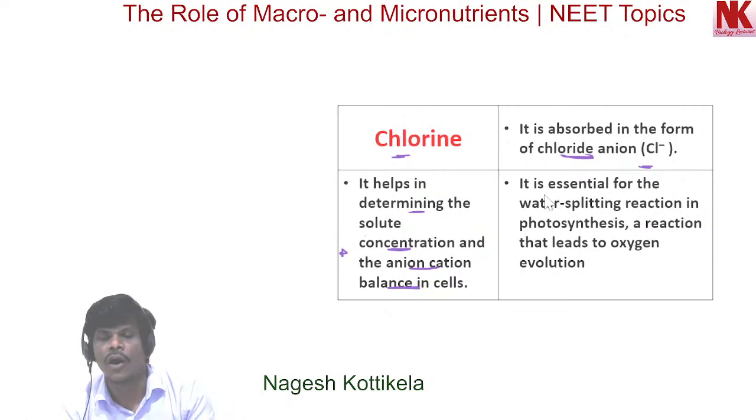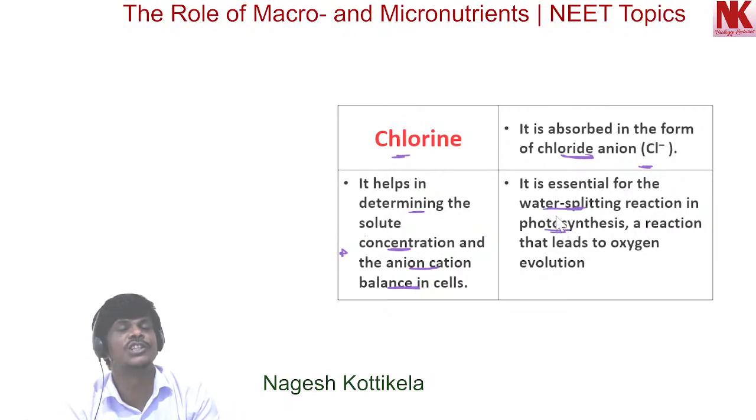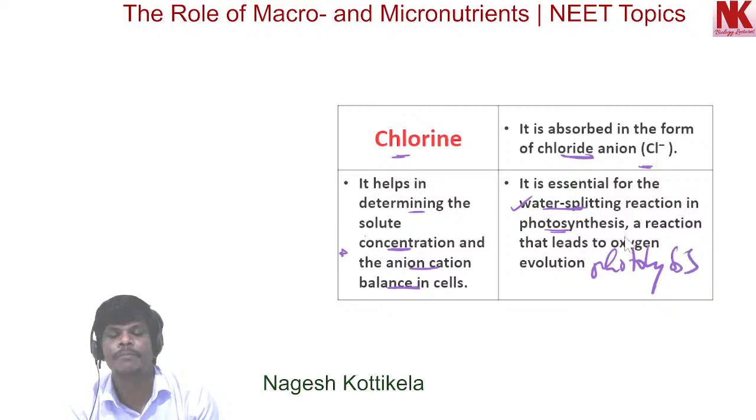Now it is essential for the water splitting reaction in photosynthesis. Earlier also we discussed about manganese. Here one more, chlorine. So chloride is required for the water splitting reaction in photosynthesis, that is what we call photolysis, a reaction that leads to oxygen evolution. So these are the different macronutrients, micronutrients, and their important role in plants.